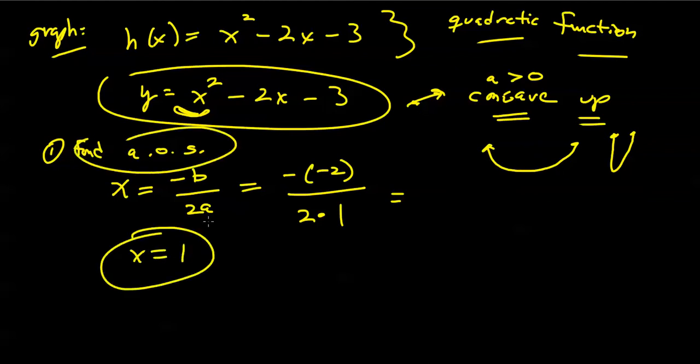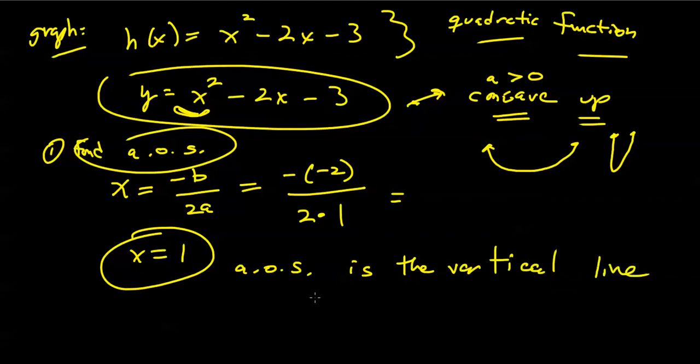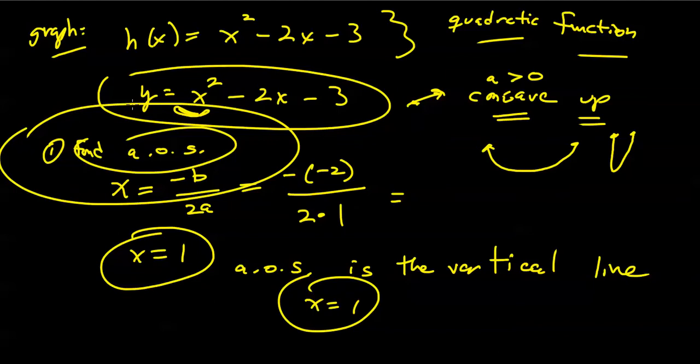All right, the axis of symmetry, it's not 1, it's the equation x equals 1 that is the vertical line. Remember, if x equals a constant in the xy plane, you've got a vertical line. It is the vertical line x equals positive 1. Alright, so step 1 is done. I found the axis of symmetry.